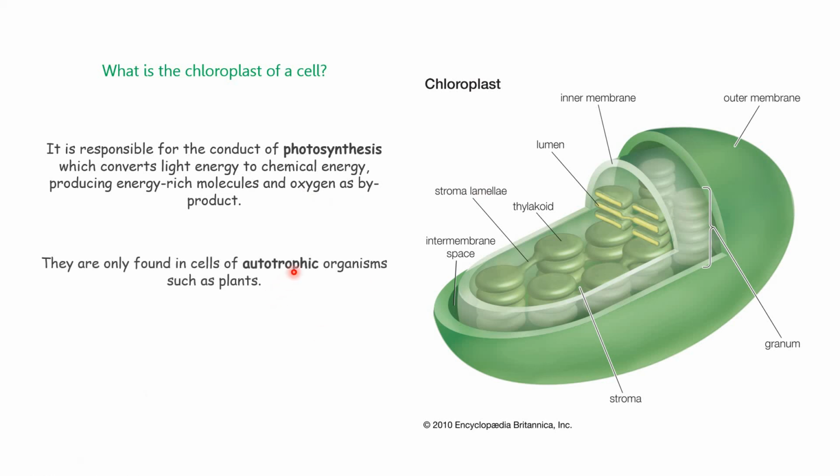They are found only in cells of autotrophic organisms such as plants. Kasi meron din, I cannot really say na it's only found among plants kasi meron din namang mga ibang prokaryotes, if I believe pati yata fungi, I don't know, na photosynthetic. So yeah, they may have the same plastid or similar plastid.